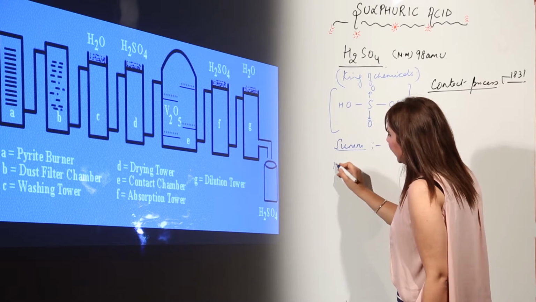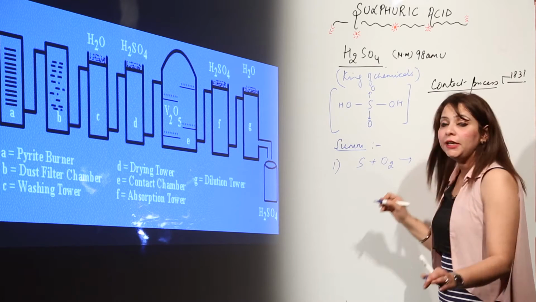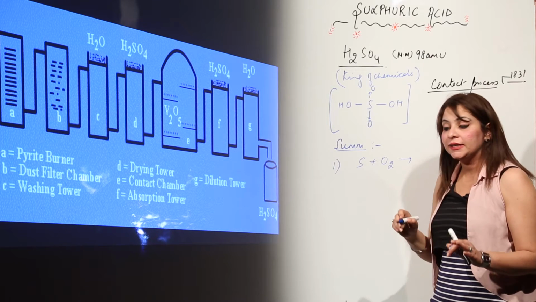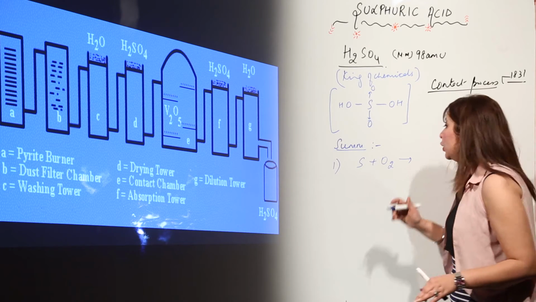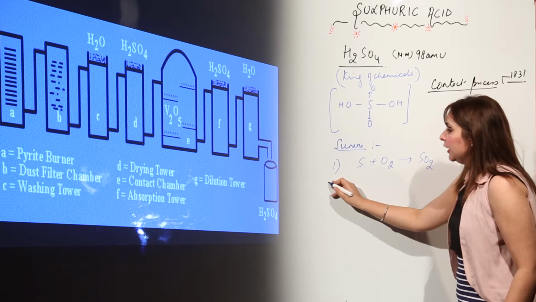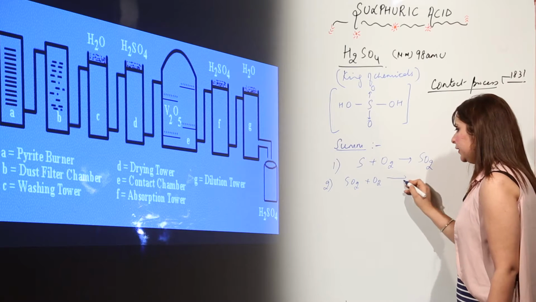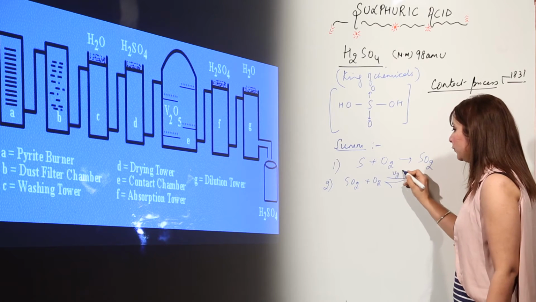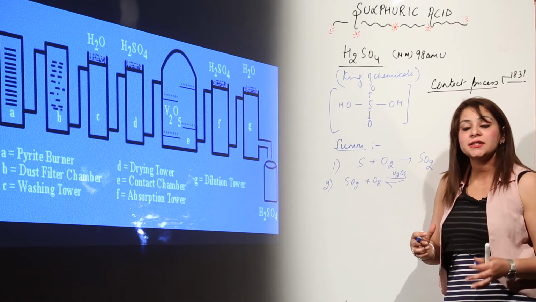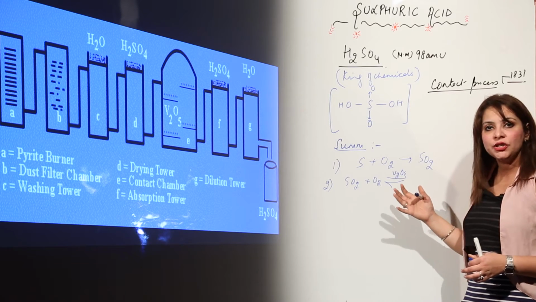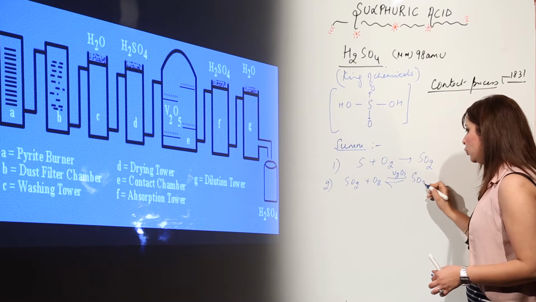The first reaction involved in the production of sulfuric acid is S plus O2, that is the burning of sulfur. Sulfur is burned in the presence of air, which is mostly composed of oxygen gas, so it forms sulfur dioxide. Then this sulfur dioxide combines with more oxygen in a reversible reaction, in the presence of the catalyst vanadium pentoxide. This catalyzes the reaction, that means it makes the reaction happen without undergoing any change in itself. So SO2 combines with O2 in the presence of V2O5, giving rise to SO3.